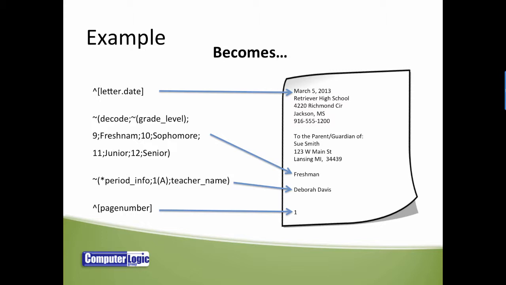If the grade level is 10, it will print sophomore, 11 junior, and 12 senior. And then here's that period information that we talked about. Using the tilde period underscore info, as long as I identify what period I'm pulling the information from, I could pull the teacher name, course name, anything about that period that's available in those data access tags.